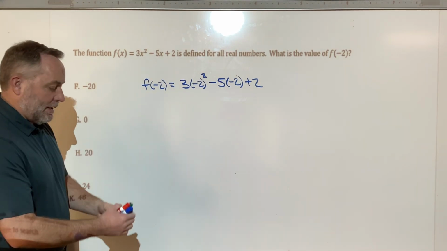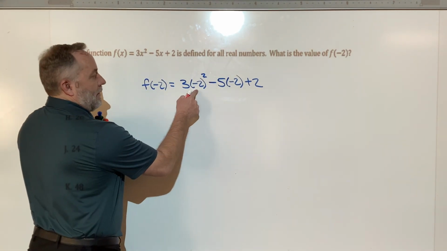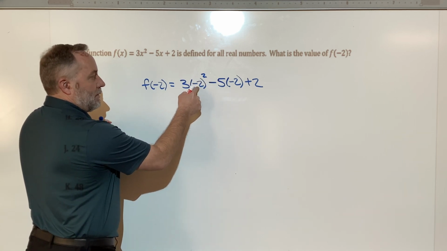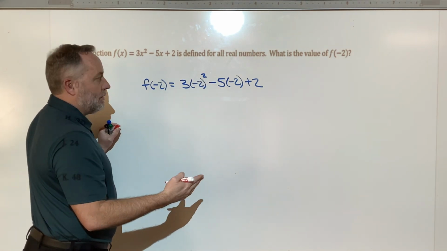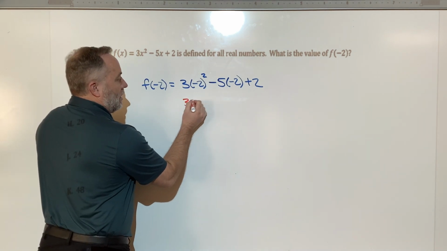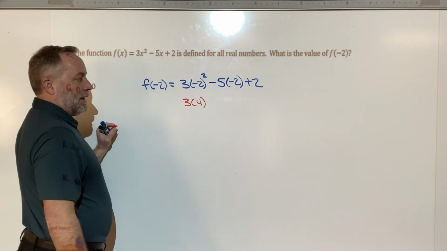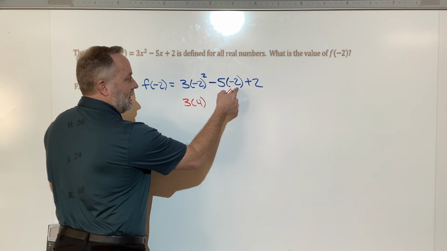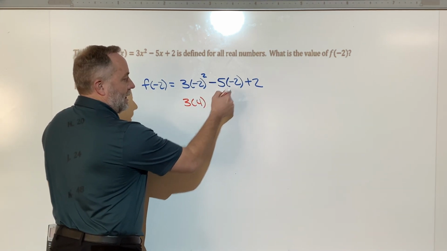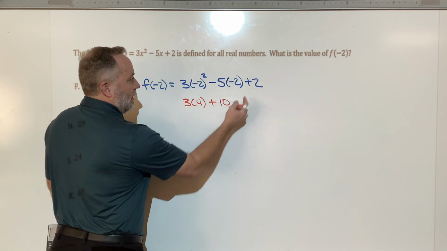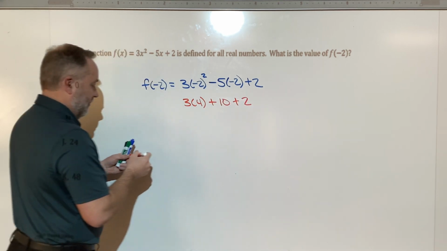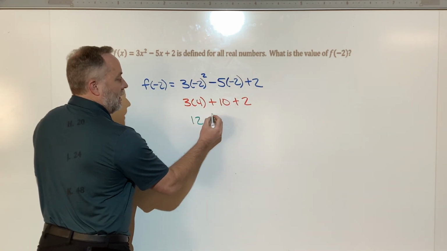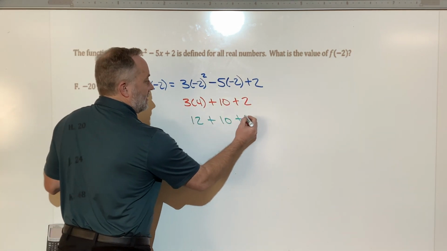Let's just show why that's working though. So here we have negative 2 is being squared, and any number squared will be positive. So negative 2 squared is negative 2 times negative 2, which is 4. So showing that, it would look like 3 times 4. And then negative 5 times negative 2, the minus and the minus make that plus 10, and then we have the plus 2. Cleaning this up just a little bit more, 3 times 4 is 12, plus 10 plus 2.